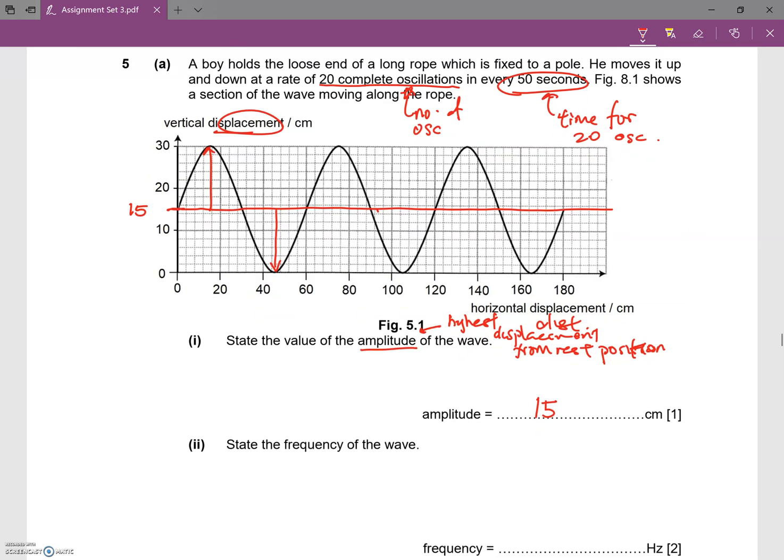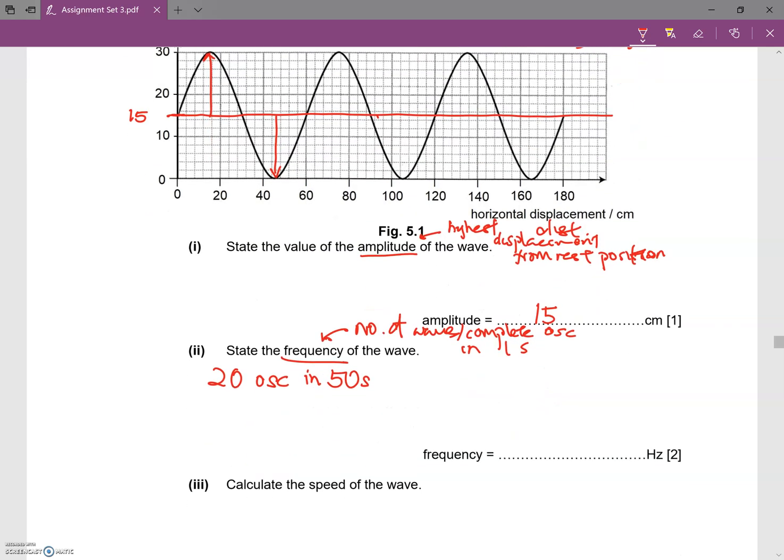State the frequency of the wave. So to find the frequency of the wave, what is frequency? Frequency is the number of complete oscillations in 1 second. We know that there are 20 oscillations in 50 seconds, so in 1 second it will be 20 over 50. Therefore, frequency is 20 divided by 50. What we're going to get is 0.40 hertz.